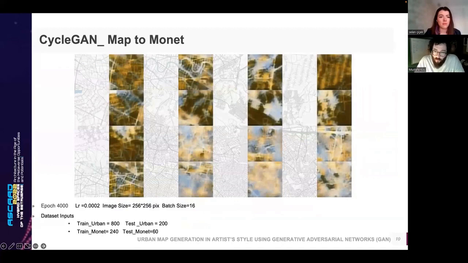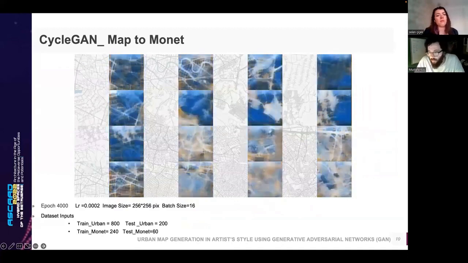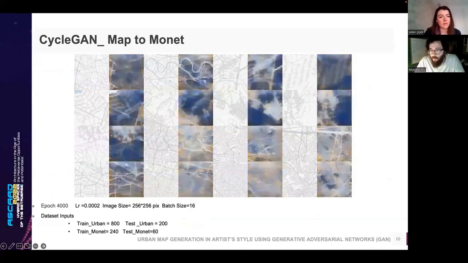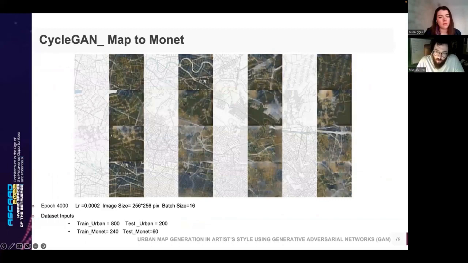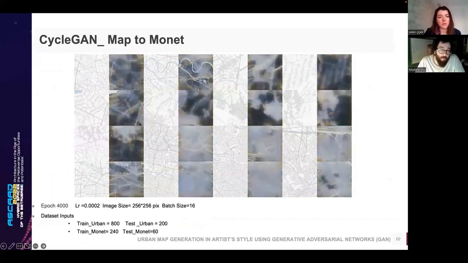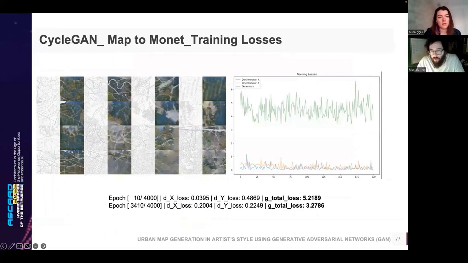Likewise, in Van Gogh's painting application, the model was first trained with 100 epochs for the first try. Then we trained our model using the same hyperparameters as the previous application, but this time with a smaller number of epochs, 4,000, to see the difference in between. The discriminator and total losses of the 10th and 4,000th epochs are given here.